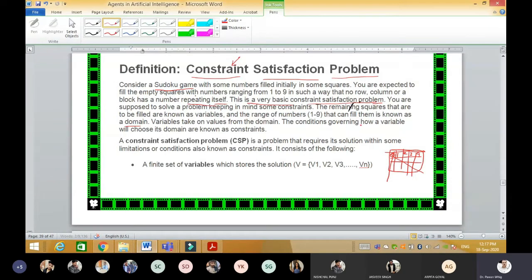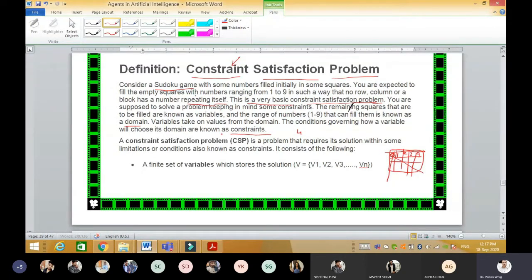The conditions governing how a variable will choose from the domain are known as constraints. Like, if 4 is already filled, you can't pick 4 again. So this is a kind of condition governing how the variable will choose its domain. This is what we call constraint. So I hope you understand.